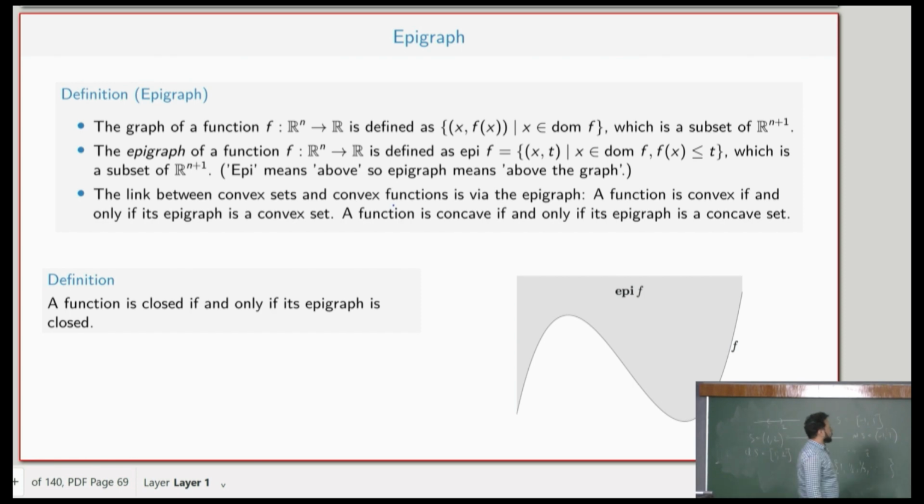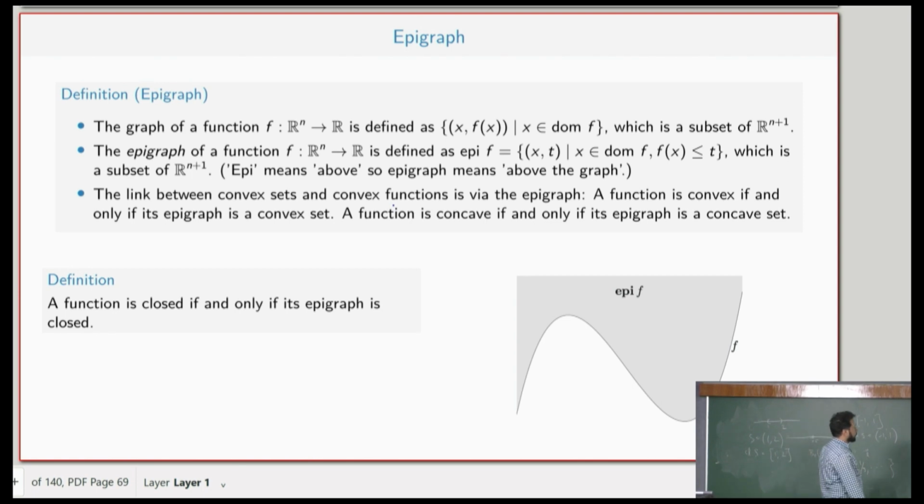And what we need for our case is, when do we define a function to be closed? Okay, one thing we have seen is open sets and closed sets. So then we can also define a function to be closed if its epigraph is a closed set. Okay, so we have defined open sets and closed sets. Now we declare a function to be closed if its epigraph is a closed set. Okay, meaning this shaded area should be a closed set, or in other words, its complement must be open.